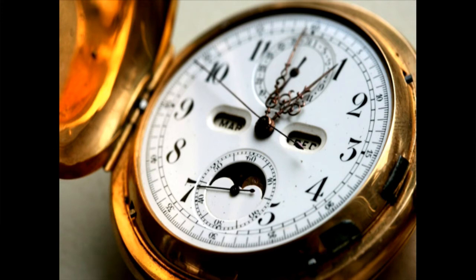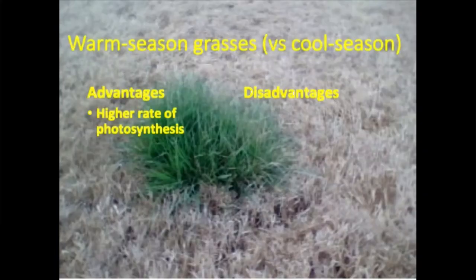Probably a lot of it depends on how long you are going to keep that stand in. If you're going to keep it in forever, you might want the absolute best genetics. If you're only going to keep it in 4 or 5 years, you might want to scrimp a little bit. Go with something a little cheaper. Warm season grasses versus cool season grasses. Another consideration of establishing the sod. Which do you put in?